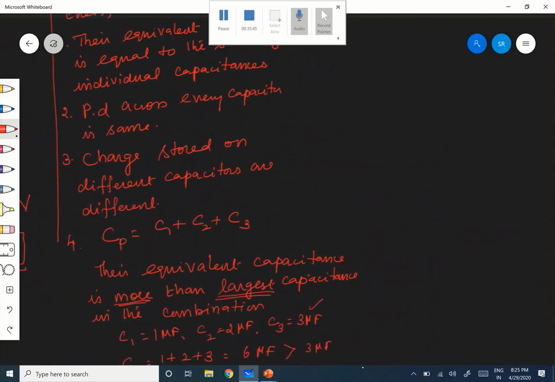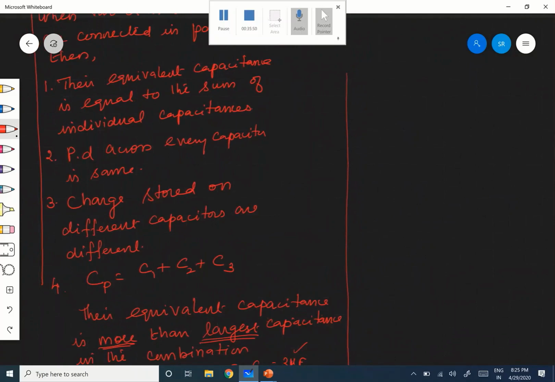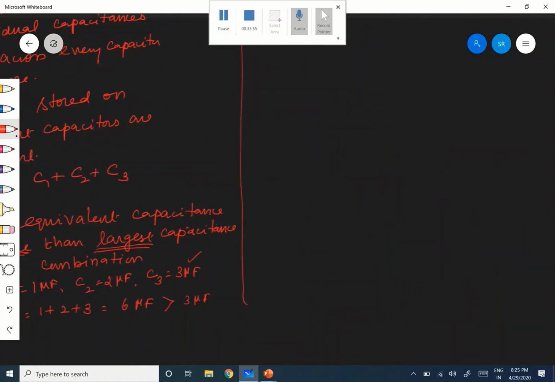Now, the next topic is energy stored in a capacitor. See, a capacitor is meant for storing charge and energy. Therefore, now we are going to see the expression for energy stored in the capacitor. This is the derivation we are going to see.